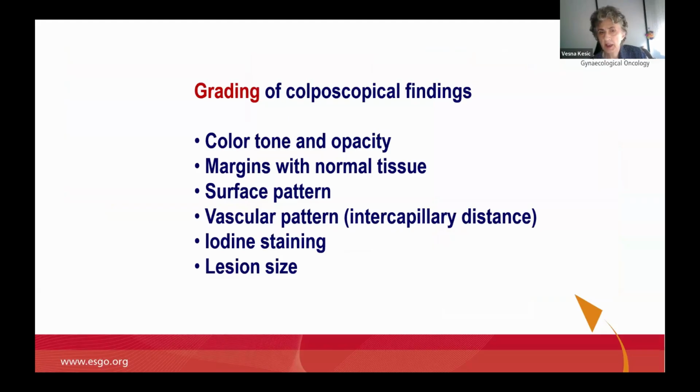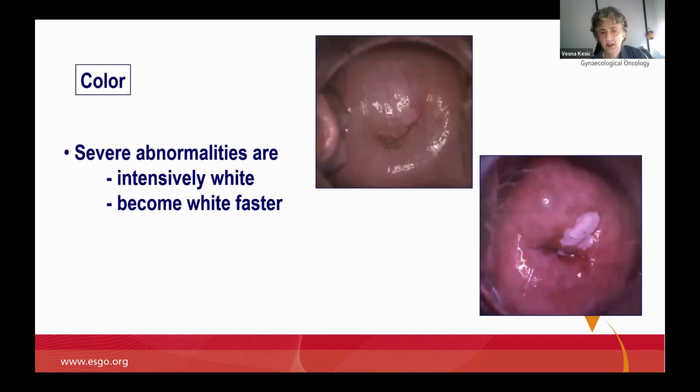When we see the abnormality, we must do grading. We must try to predict the severity of the lesion, and we do it based on the color tone and opacity, margins with normal tissue, surface pattern, vascular pattern, iodine staining, and lesion size. Let's try to go step by step.